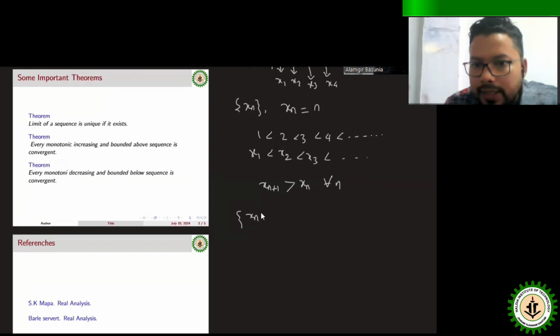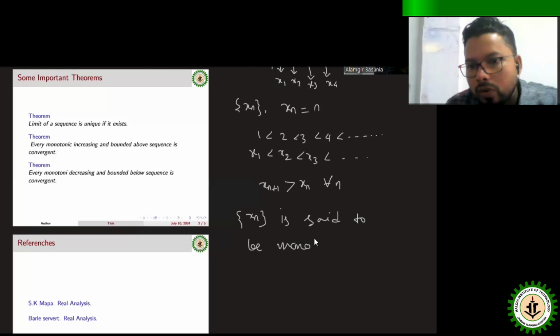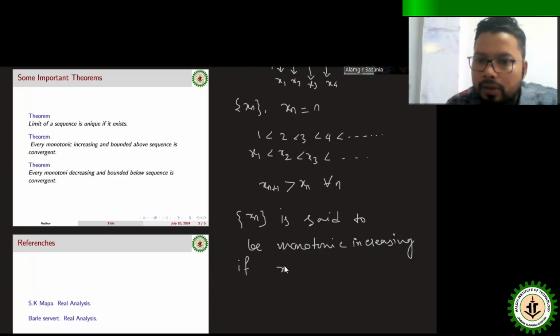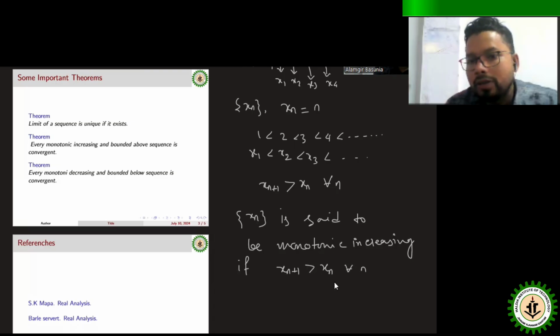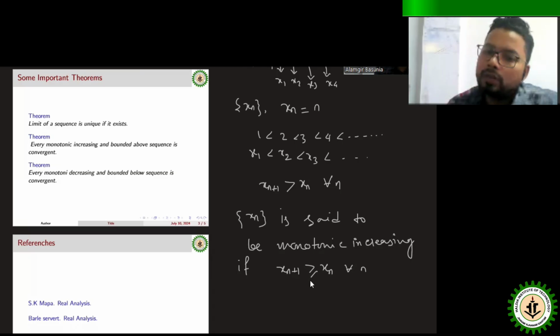So a sequence xn is said to be monotonically or monotonic increasing if x(n+1), that is the latter term, is bigger than the previous one for all n. Equality may occur; if strict inequality occurs, then it is strictly monotonic increasing, otherwise simply monotonic increasing.